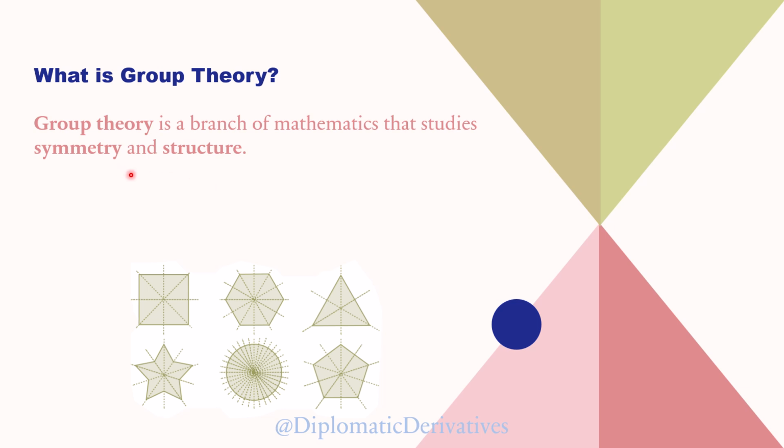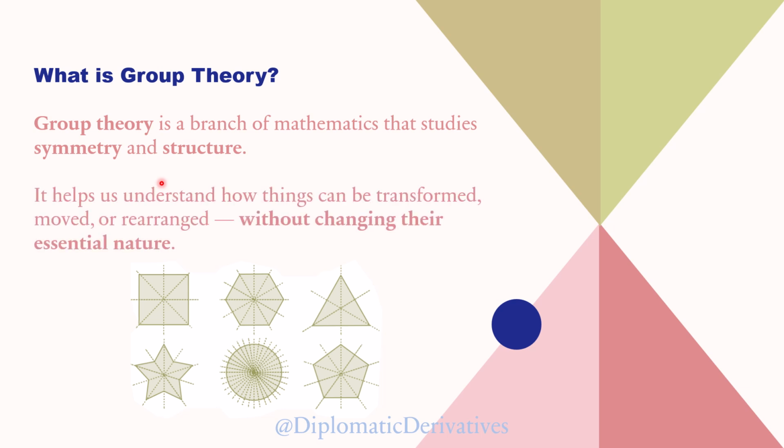Alright, so we begin with the very basic definition of what group theory is. Group theory is a branch of mathematics that studies symmetry and structure. We see symmetry and structure all around us. That's why this theory is so important. It will basically explain how symmetry works, how structure works. We are going to dig deeper into these two concepts. It helps us understand how things can be transformed, moved, or rearranged without changing their essential nature.